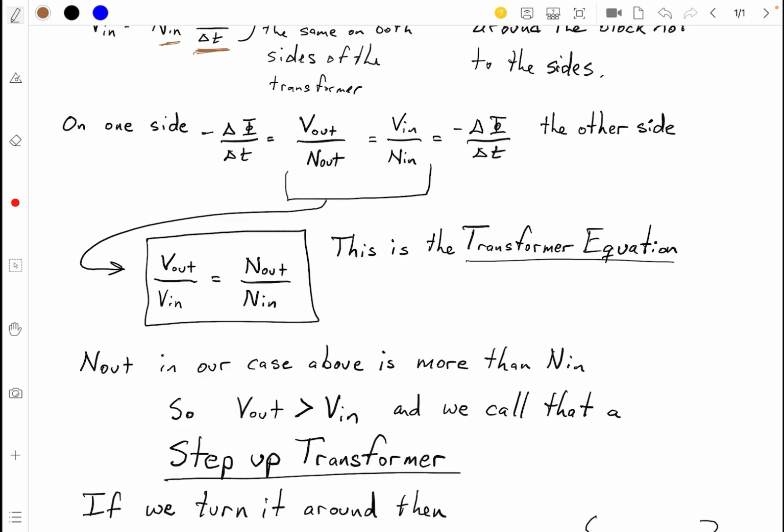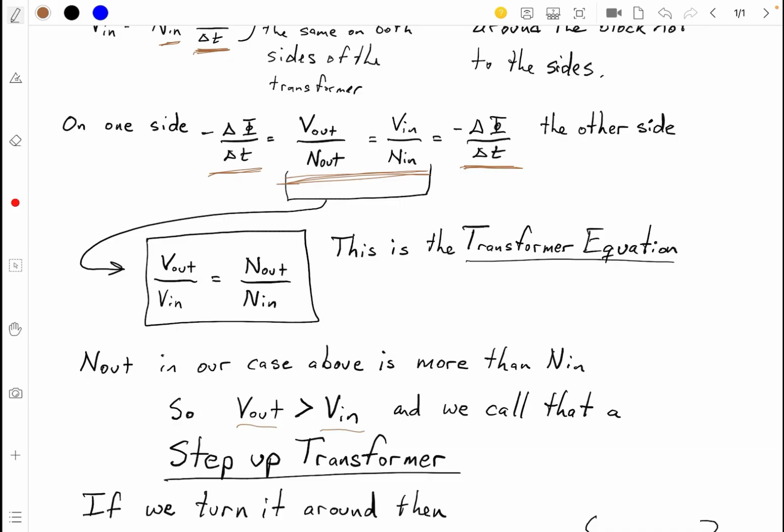V out over V in is equal to N out over N in. Okay? And all I did was I just rewrote this, okay? Because these things are equal, and that means this equals that, and so I just rewrote it. So we have ratios, okay, of N in and N out, and V out and V in. So N out in our case above is more than N in, right? So that means that V out has to be more than V in.